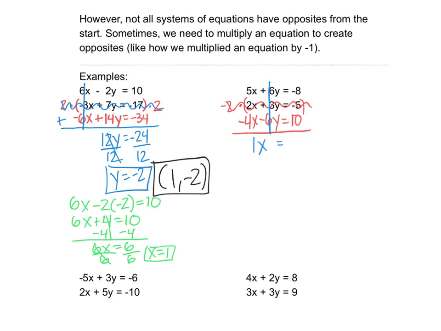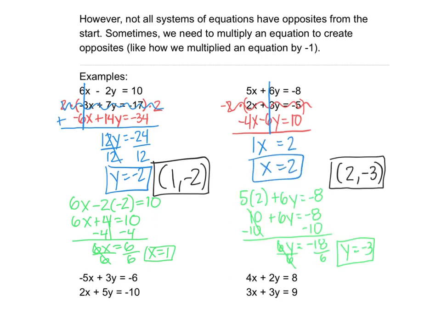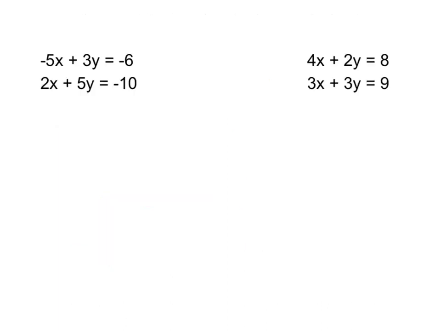Negative 8 plus 10 is 2. So x equals 2. Okay, so then again, I went ahead and finished solving this system of equations by substituting. Now, if I know x is 2, I put it into my equation. Either one is fine. I just picked the first one. And solve this to get that y equals negative 3. So my solution is 2 comma negative 3.